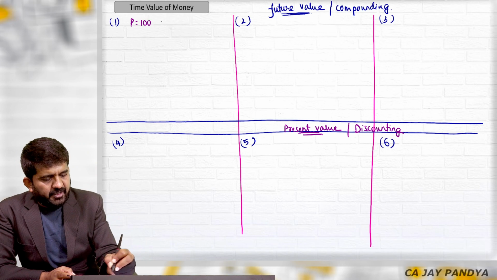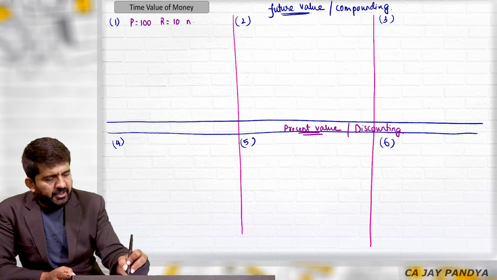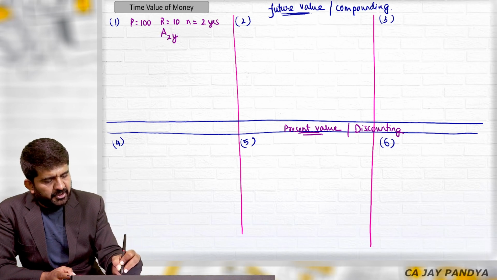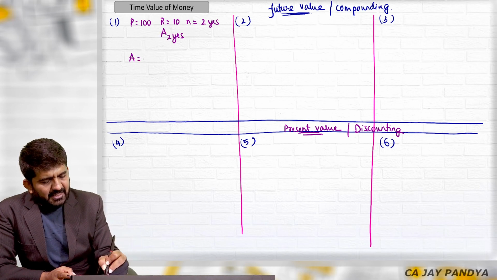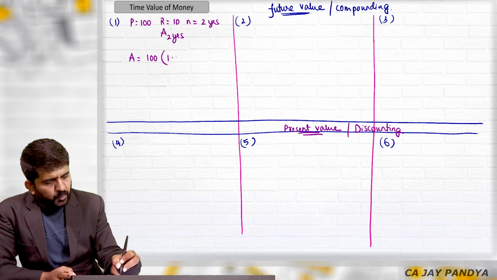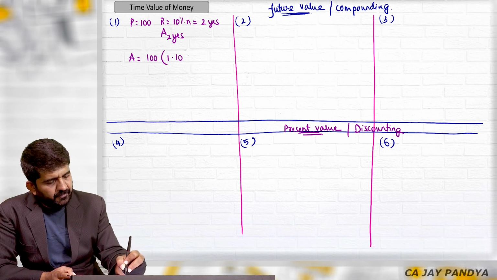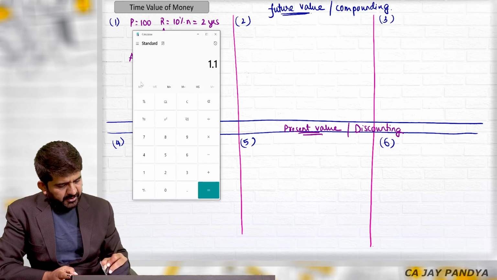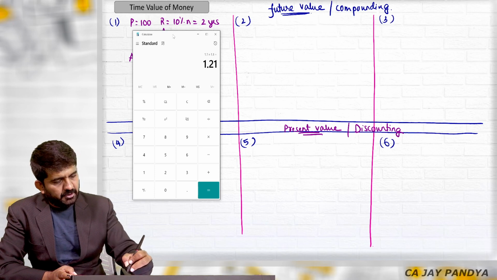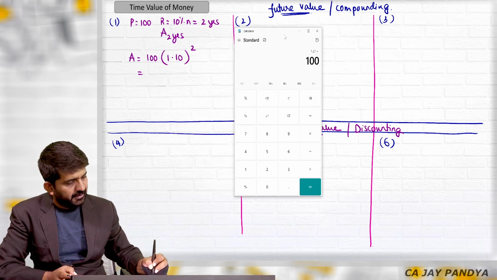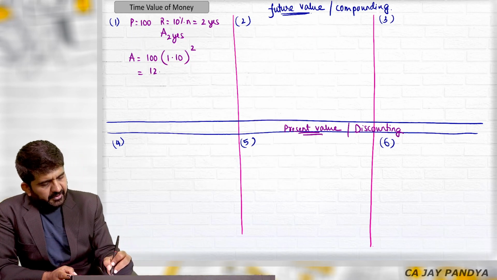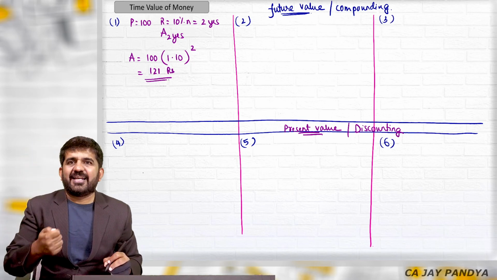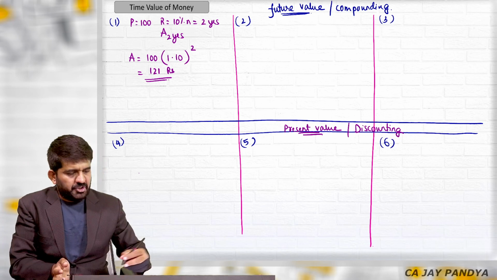P is equal to 100, R is equal to 10, N is equal to 2 years. What is the amount after 2 years? I will get the answer 100 into 1.10 raised to 2, which is 1.10 multiplied by is equal to, multiplied by 100, which is 121. Future value, simple question, category number 1 question.